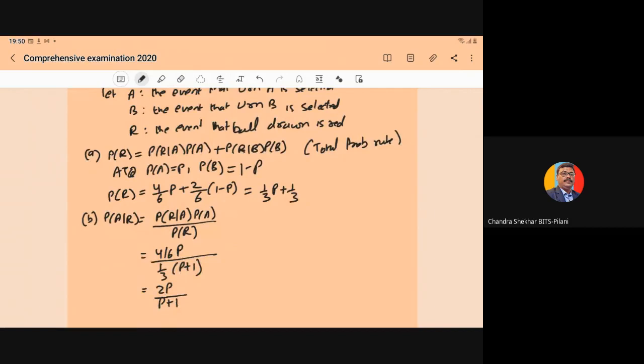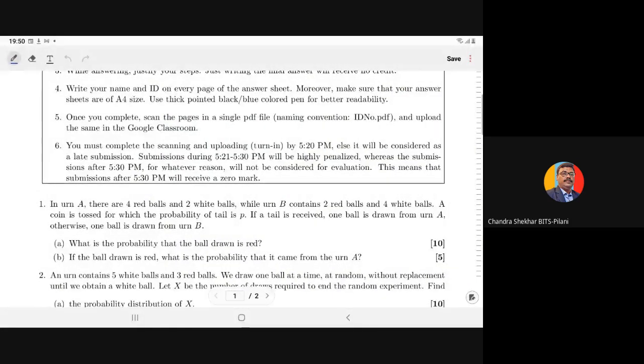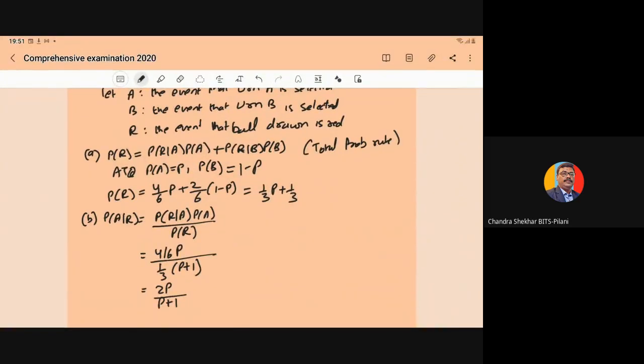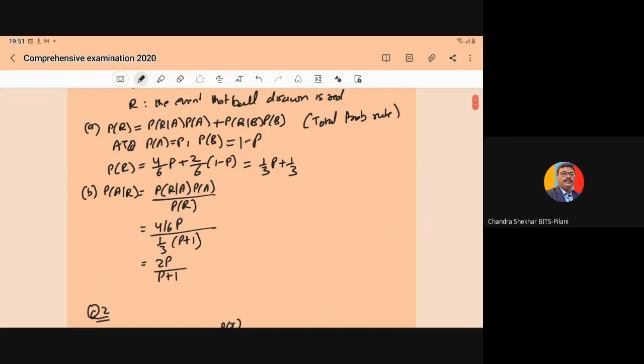In the second part, it is asked if the ball drawn is red, what is the probability that it comes from urn A? Means in this question, we have to apply the Bayes theorem. Bayes theorem gives you the probability of cause given effect. So probability of A given R will be equal to the probability of R given A into P of A divided by P of R. So here we are using the Bayes theorem.